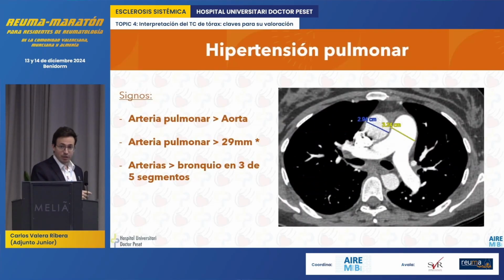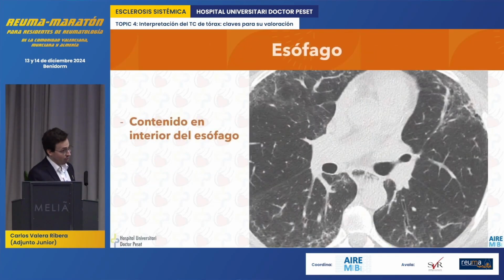Moving on to the evaluation of pulmonary hypertension, there are three things to keep in mind. First of all, the pulmonary artery being larger than the aorta, keeping in mind that in older individuals, there may be aortic dilation due to age, not necessarily an aneurysm. And therefore, this rule might not apply, right? The same goes for measuring the pulmonary artery. After all, these are indirect signs. So in older people, you might need to take it with a grain of salt. But another less well-known characteristic is the presence of arteries with a larger diameter than the accompanying bronchus in 3 out of 5 pulmonary segments. As I said, all of these are indirect signs, but they can certainly guide us, especially in systemic sclerosis.